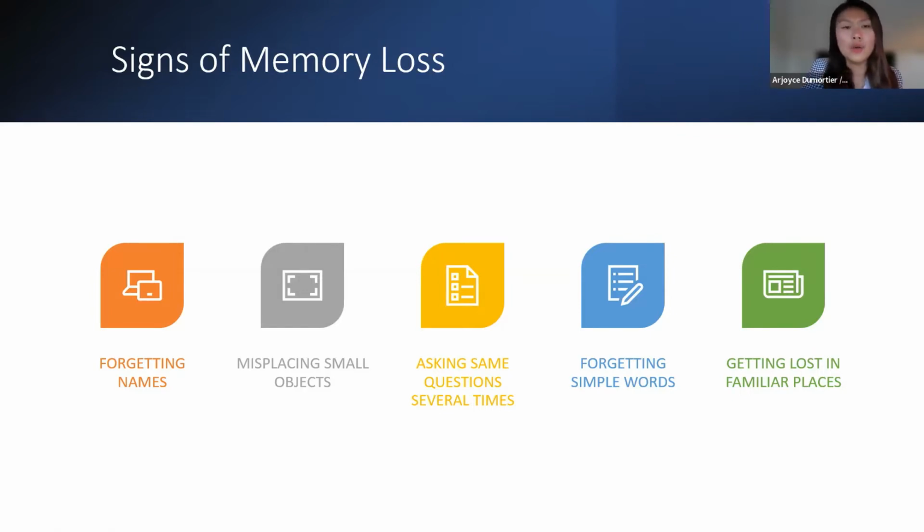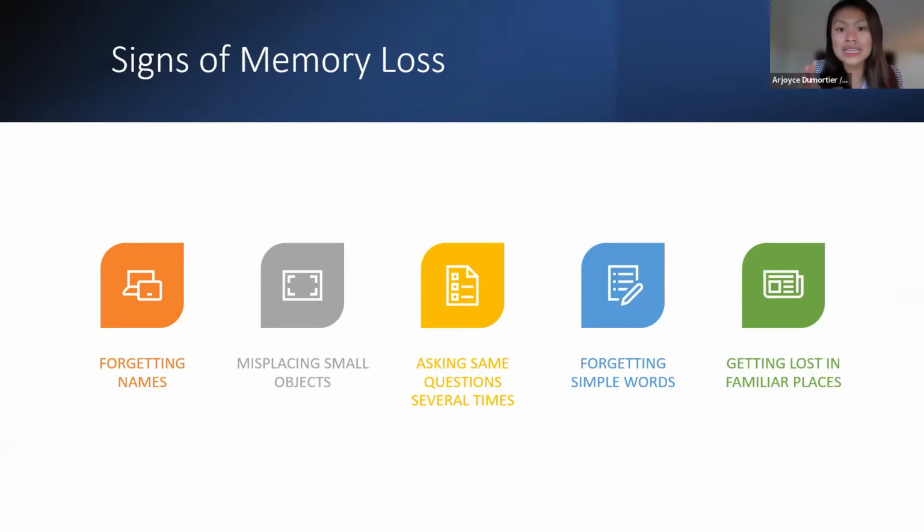Sometimes when we ask our friend, "Oh, do you remember how do you call this? How do you call this object?" And then you will tell your friend, "No, I'm sorry, I forgot. It's on the back of my tongue." So this is the sign that we are having memory loss.